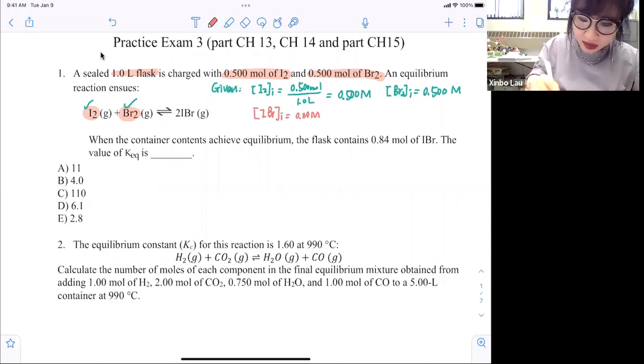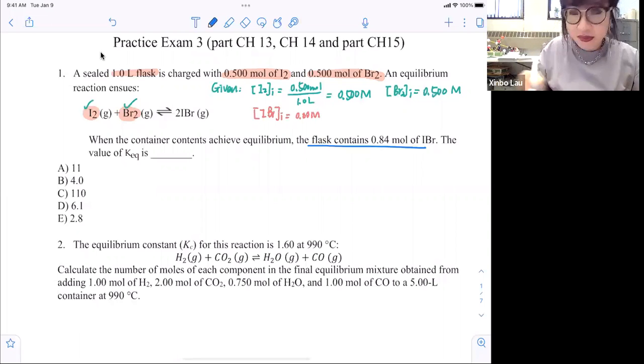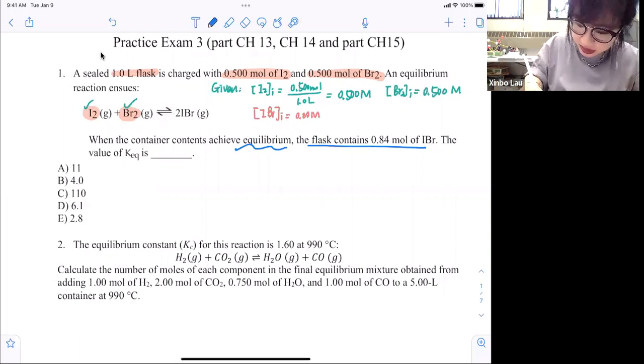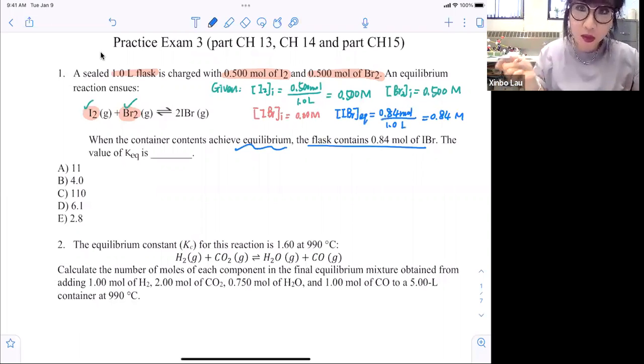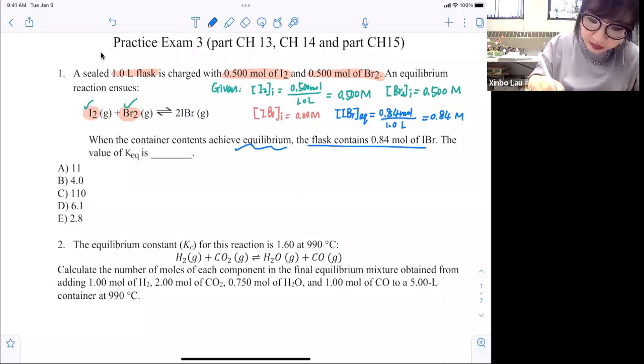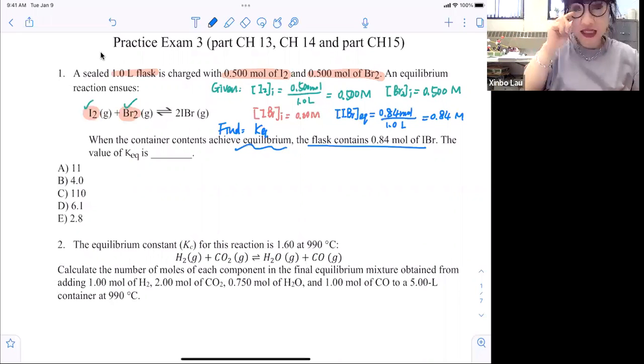And what else do we know, let's see. We have information about at equilibrium. After achieving equilibrium, we have the concentration for IBr, which at equilibrium will be 0.84. We're going to do the same calculation, so that's 0.84 molar. That's all the information we know, and now we're looking for the equilibrium constant, which will be Keq, or Kc, that's normally what we use to express it.